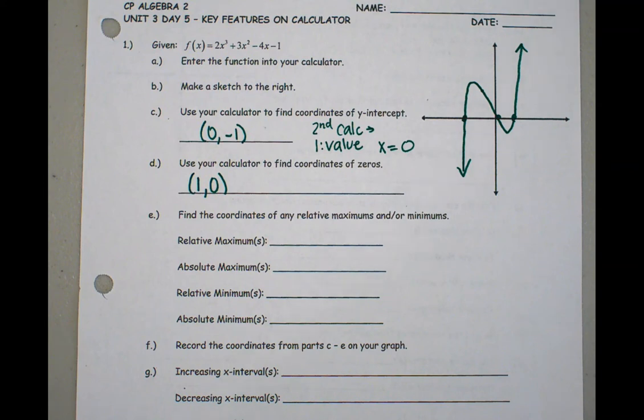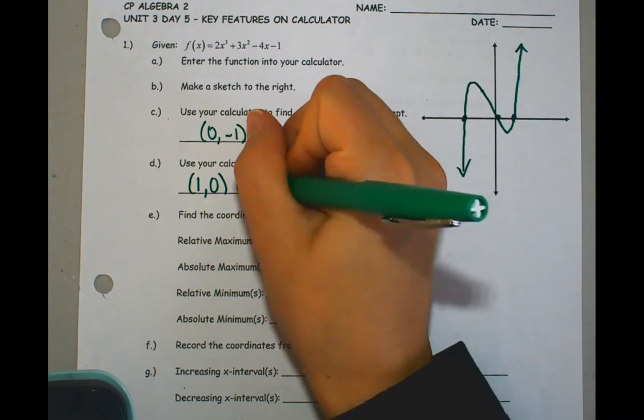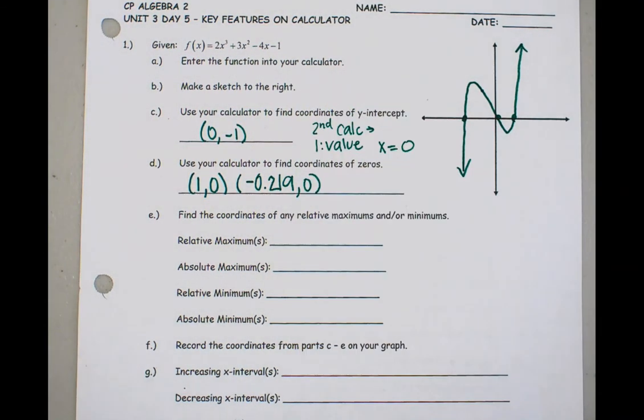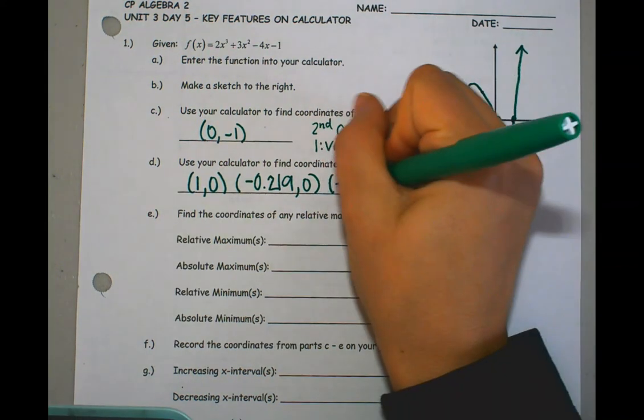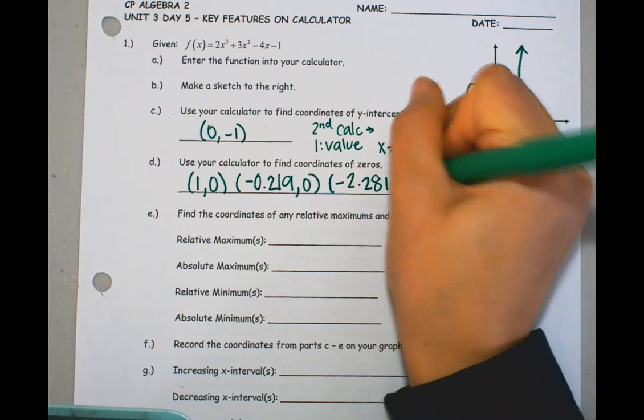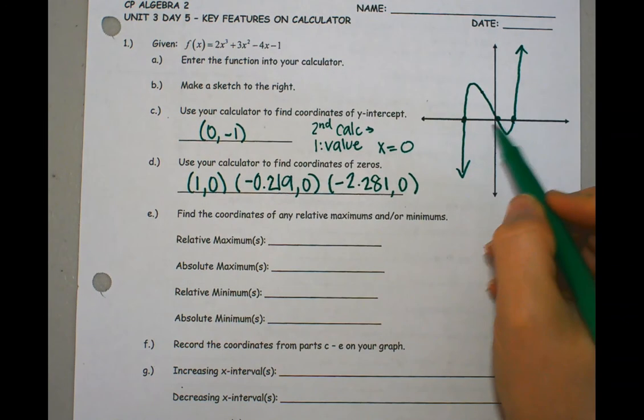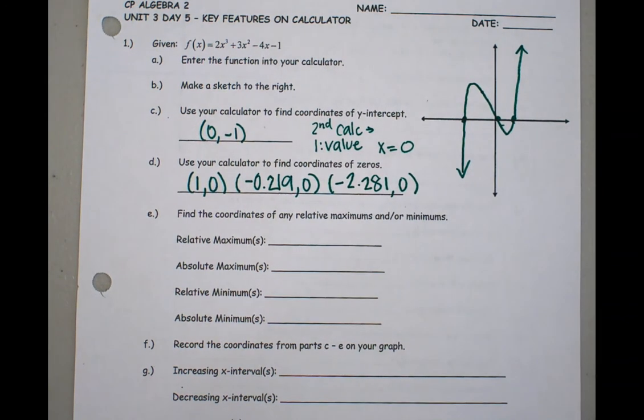So if you go ahead and do that now, you should find another one at negative 0.2190. And then if I find the third one, I get negative 2.281, 0. Yeah, so that's just doing that same second zero, left bound, right bound, guess, just 3 different times on your calculator to find all 3 separate zeros.